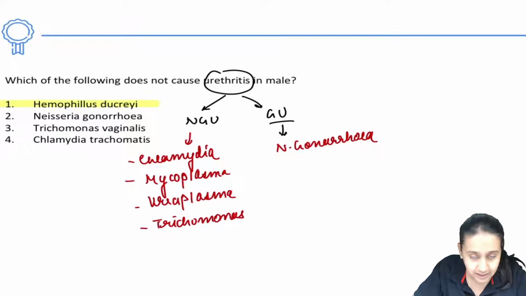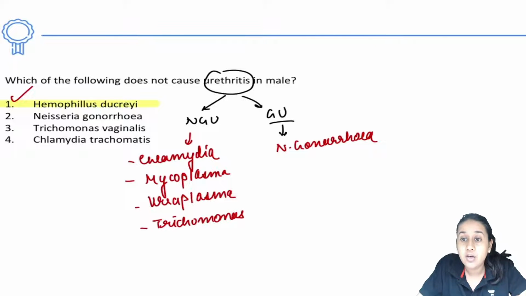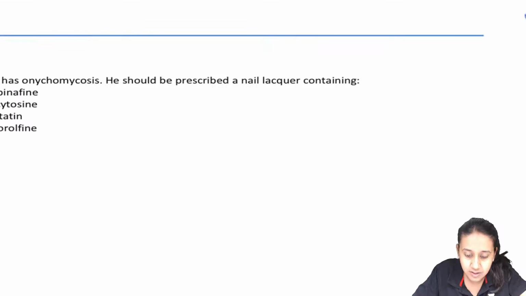So please remember the correct answer of this question is option number 1, which is responsible for formation of genital ulcers, not urethritis. It forms very classical, painful, multiple ulcers with undermined edges. So please remember there is a difference between both of them. Next question.